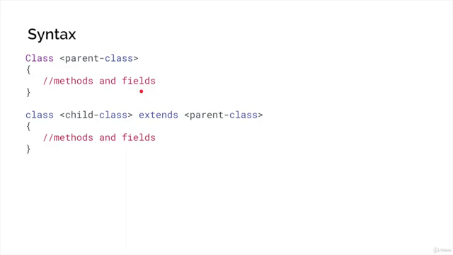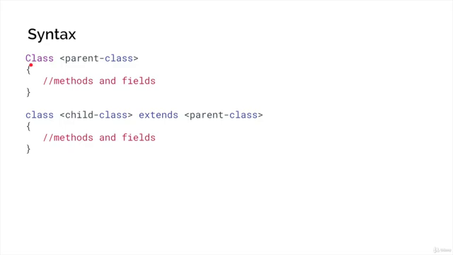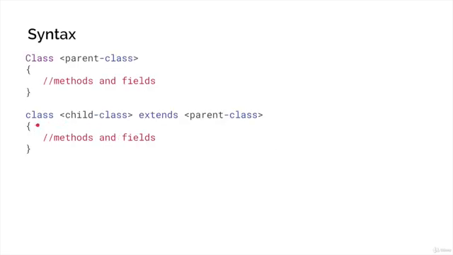As per our example, here we will define class car, and we will define all the methods and fields within the class car. Then we will define three classes, which are Ferrari, Tesla, and Audi. I'll just take Ferrari for now for the sake of this example. So we'll create a Ferrari class: class Ferrari extends car, and then we will define methods and fields within the Ferrari class.